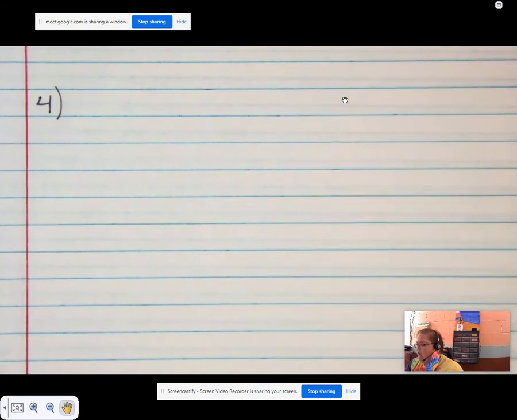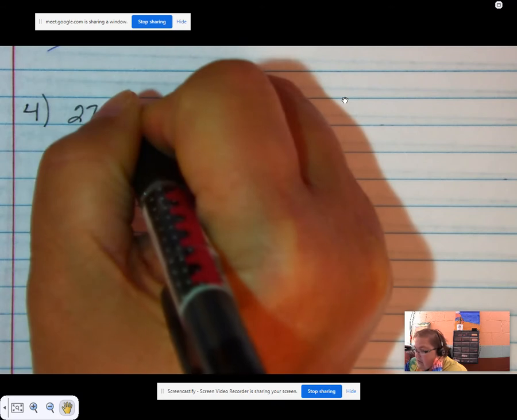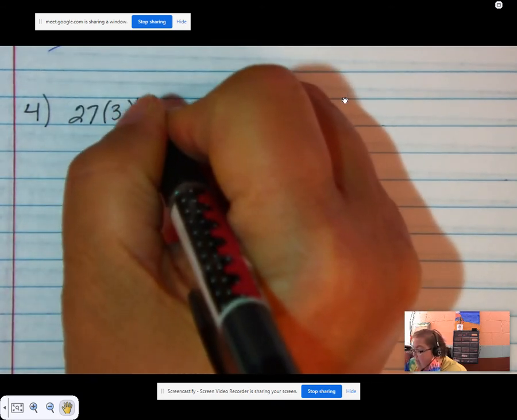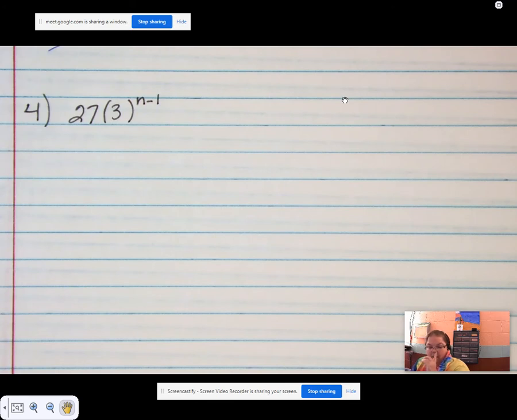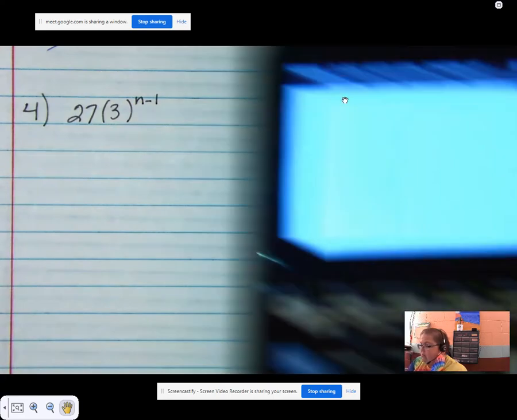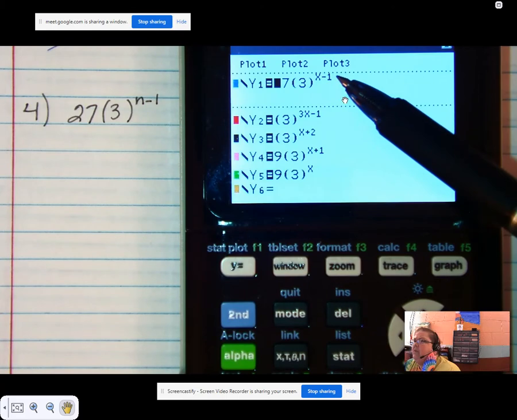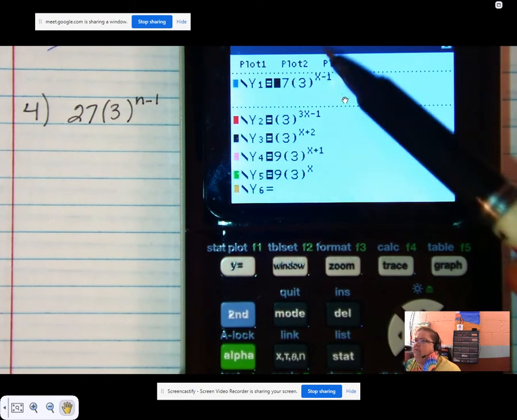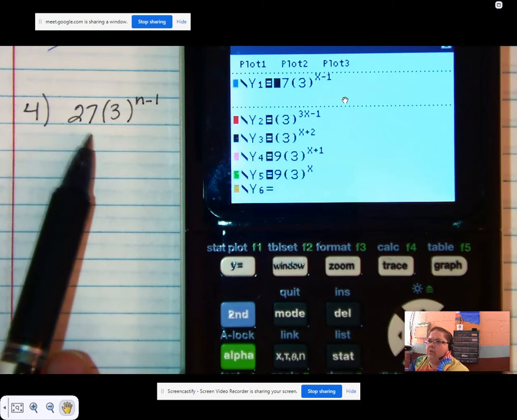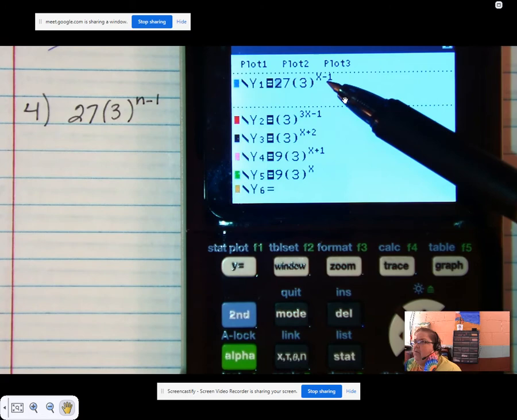When I look at problem number 4, what I'm starting with is 27 times 3 raised to the n minus 1. And what I want is all expressions that are equivalent or equal to that one. So what I'm going to do is go to the y equals, and type in every single one of them. The first one being what I'm starting with. I want you to type those in right now.